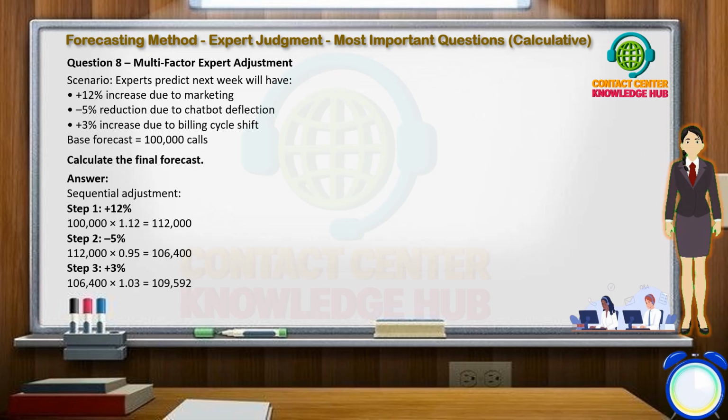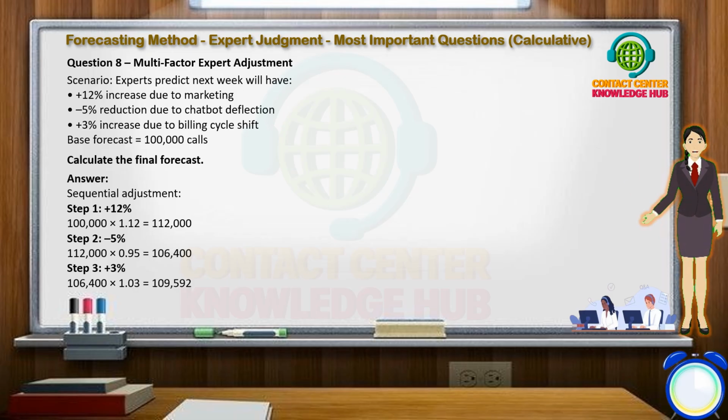Step 2. Apply the 5% chatbot deflection. A 5% reduction means we multiply by 0.95. So, 112,000 times 0.95 is equal to 106,400 calls. Now the updated forecast becomes 106,400.